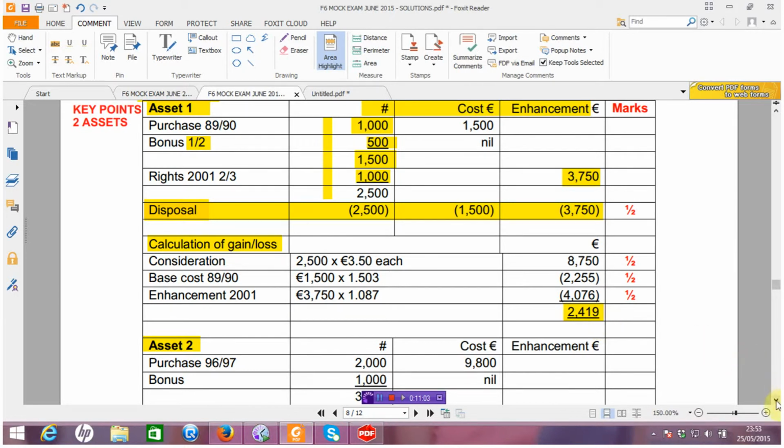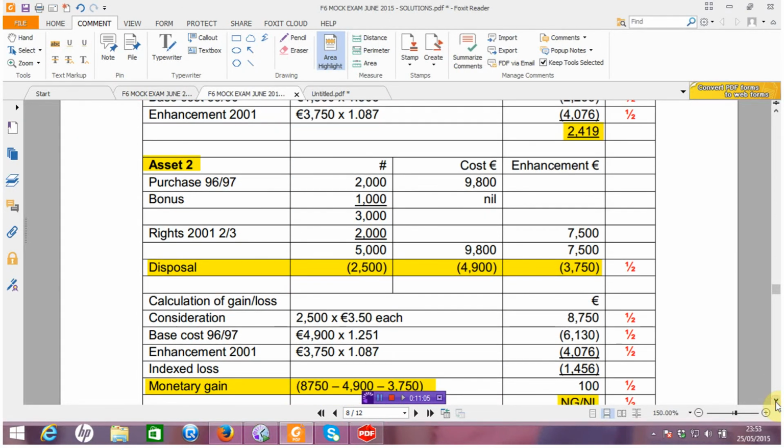Now, you'll see that down below here, asset 2 is basically the same thing. And note that the bonus and indeed the rights issue affects this asset 2, or this second pool, in exactly the same way. And I think that's really something that tends to confuse students, the idea that you have to apply a bonus and a rights issue to two separate pools which are effectively the same asset. I guess it seems a little bit odd, but really that's what we've got to do.